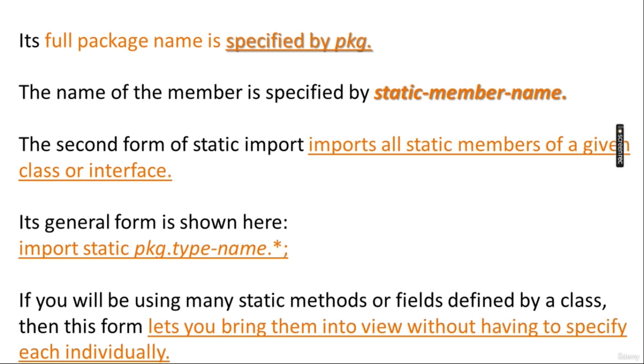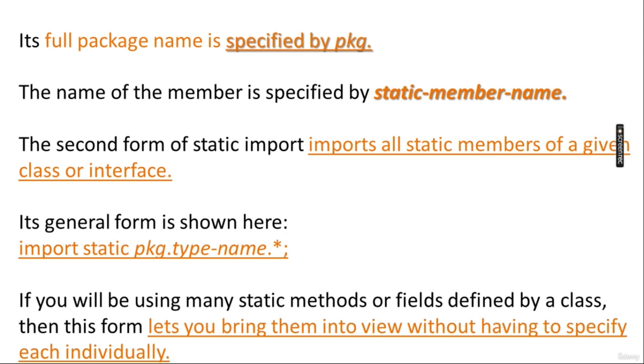The second form of static import imports all static members of a given class or interface. Its general form is shown here: import static package.typename.star. Okay. The second form imports all static members of a given class or interface.